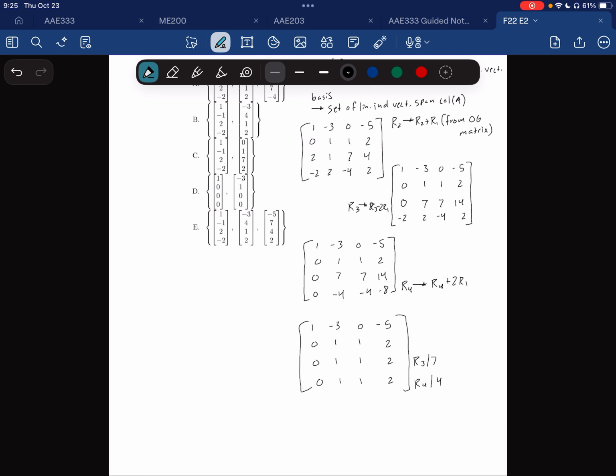So I'll write this over here. 1, -3, 0, -5, 0, 1, 1, 2. And then the bottom two rows are all zeros, because we do row 3 minus row 2 and then row 4 minus row 2. I'll label all my operations here.